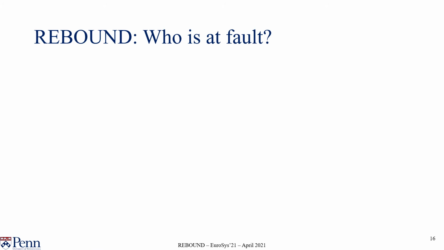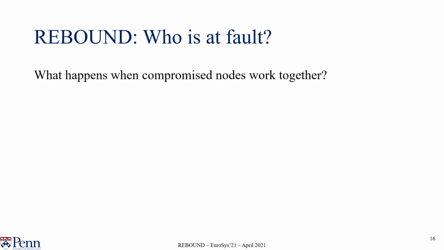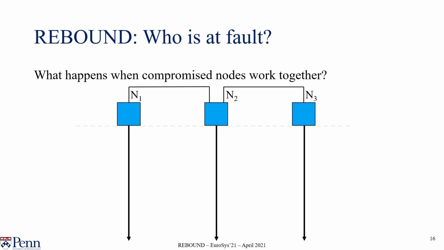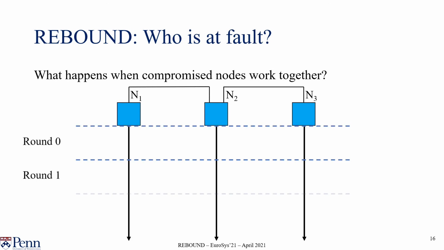Now, we still have some complexities to address. For instance, what happens when compromised nodes start to work together? Let's take a quick look at this linear topology. Here, time goes along the vertical axis, which we divide into discretized rounds. In round 0, we expect node 1 to send data to node 2, and we expect node 2 to forward that data to node 3.